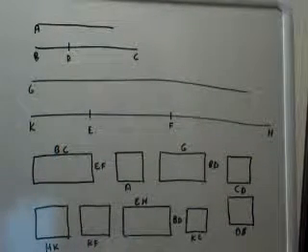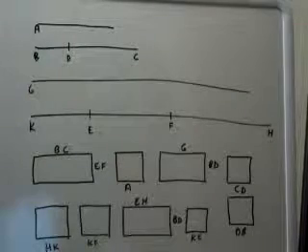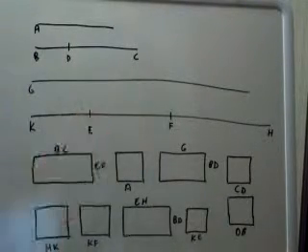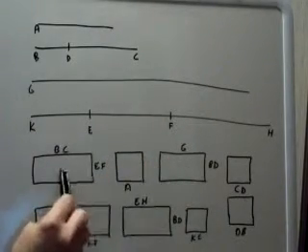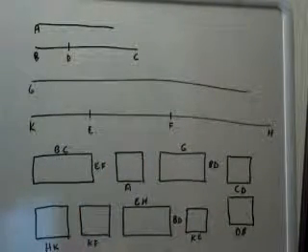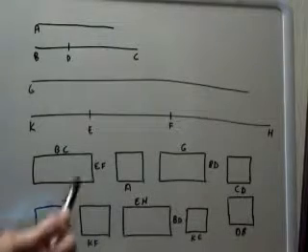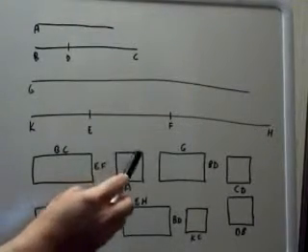Now we're going to construct a rectangle. Two sides of that rectangle are going to be the length of BC. The other two sides are going to be the length of EF. That's this rectangle right here. And this area is going to be equal to the square on A.